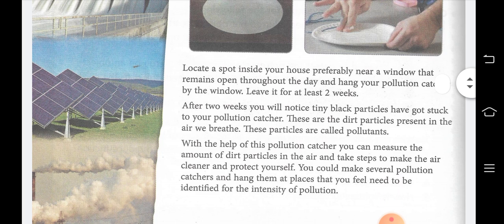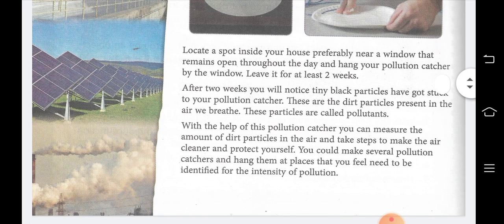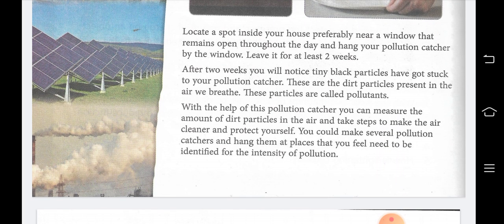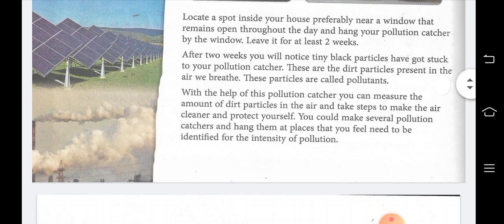In any place inside your house or near a window or outside the house, hang it and leave it for at least 1 week, 2 weeks. After 2 weeks, you will notice that tiny black particles have got stuck to your pollution catcher. These are the dirt particles present in the air we breathe, and these particles are called pollutants. The harmful particles which are present in the air are known as air pollutants.